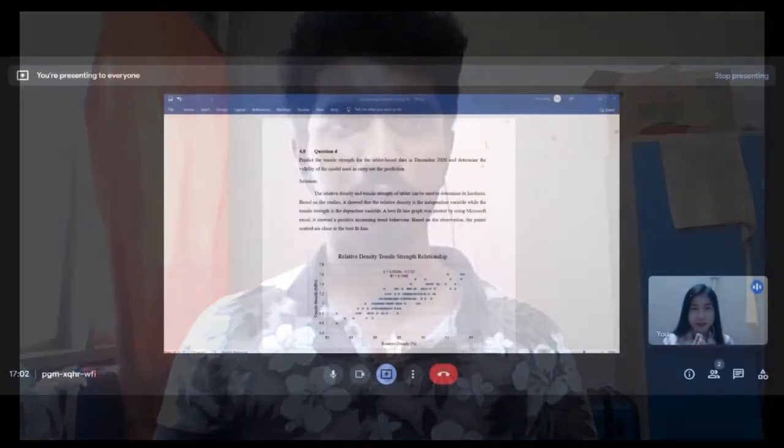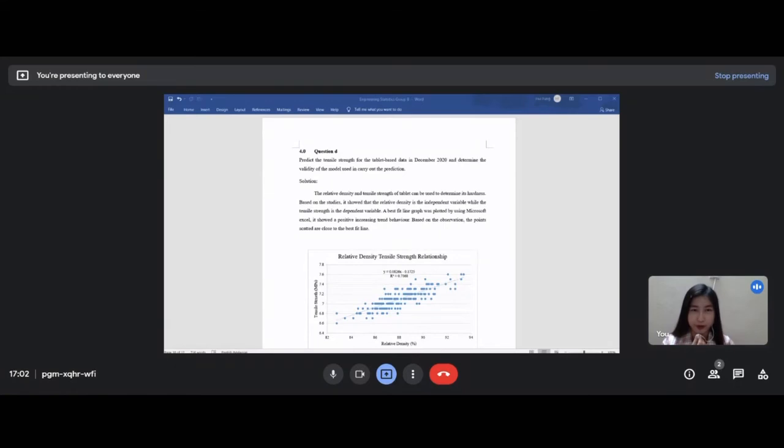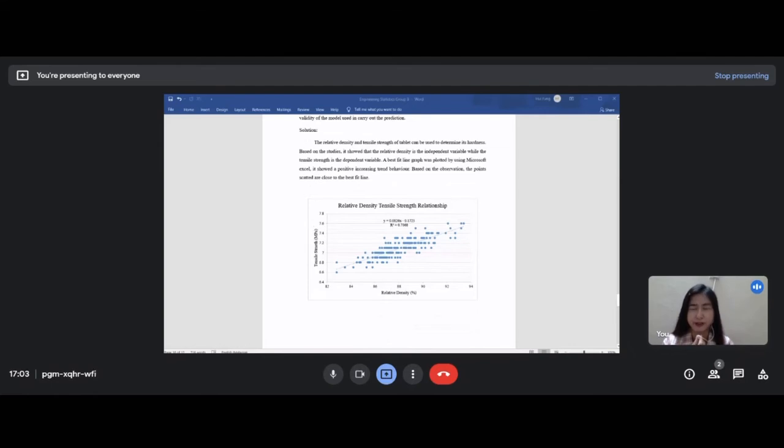Hi everyone, thank you, my name is Ki Hui Feng. I will continue the presentation for question D. First of all, the relative density and the tensile strength of the tablet can be used to determine the tablet hardness. Based on the studies, the relative density is the independent variable, while the tensile strength is the dependent variable. A best fit line graph was plotted using Microsoft Excel.